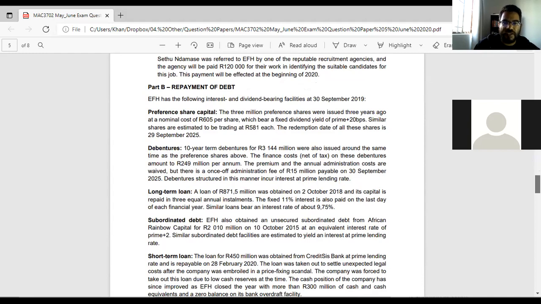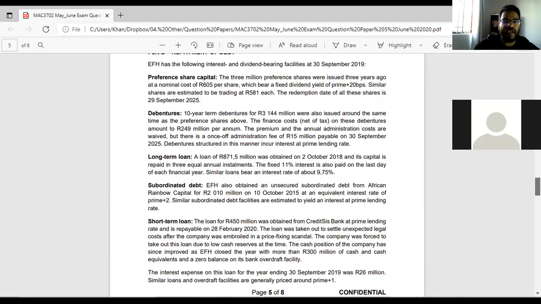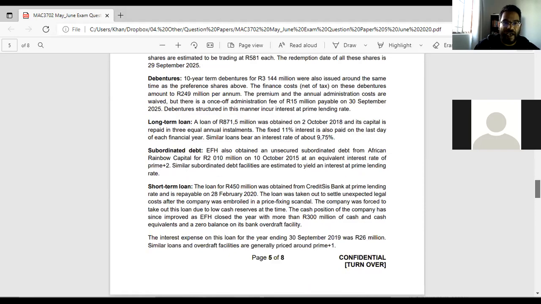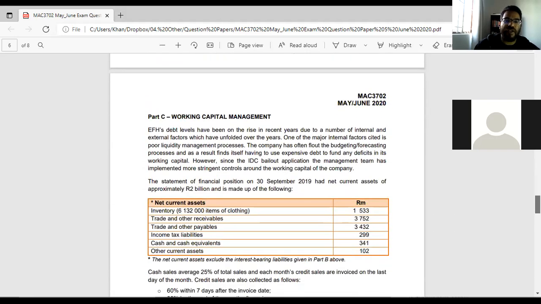So we have to have a look. What is this? Is this sources of finance, or is this weighted average cost of capital? Is this WACC? So this could either be sources of finance, capital structure, or WACC. Then we have working capital management, so we'll deal with that.